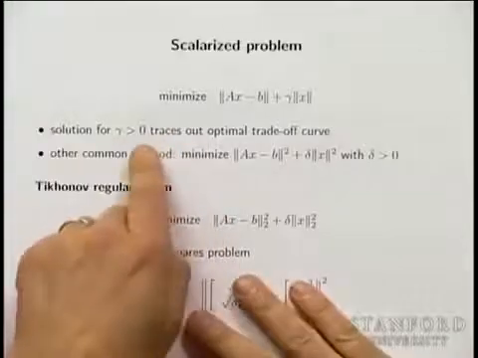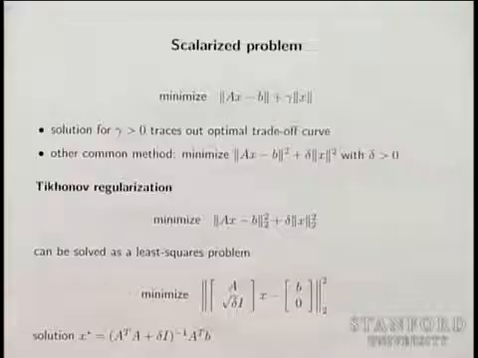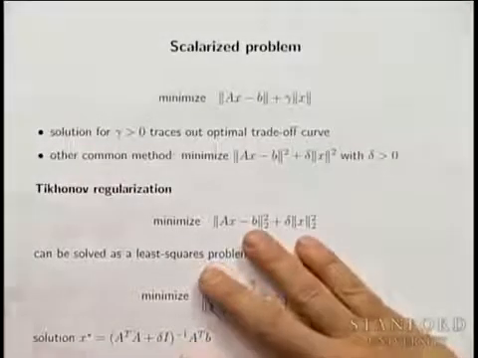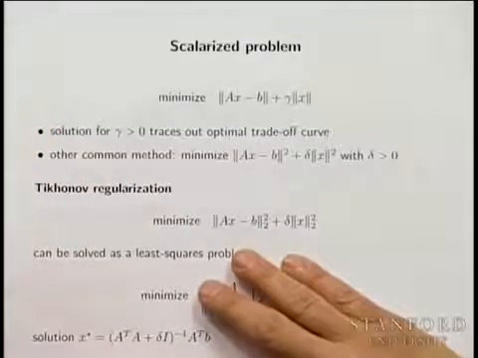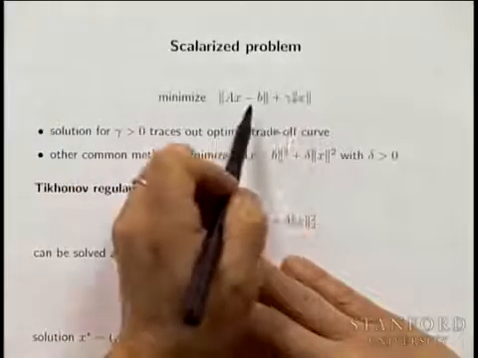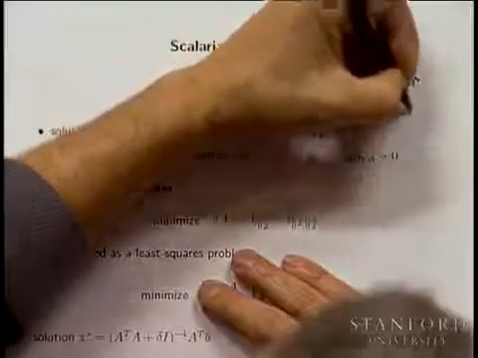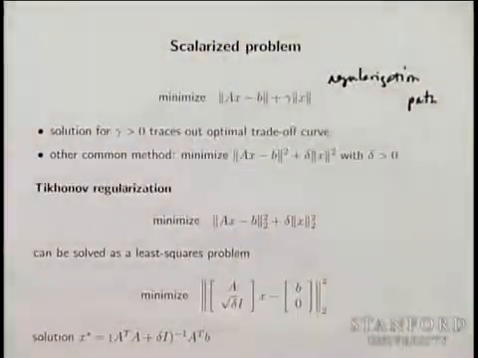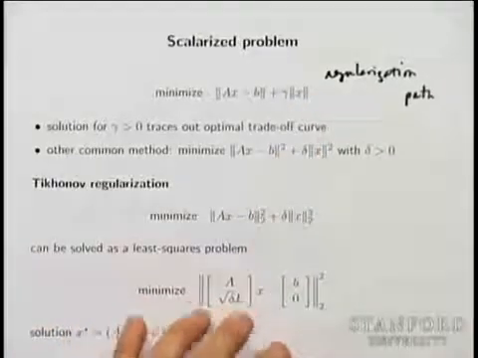Now, here, as you change gamma, you trace out what in general is called the Pareto optimal curve. It's the optimal trade-off curve of norm x versus norm Ax minus b. In this specific case, it's also called the regularization path. That's a very common name for it, regularization path, as you vary gamma.